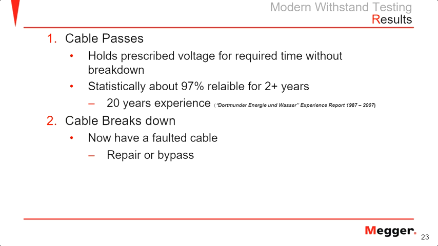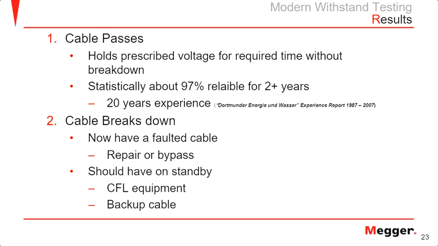And if a cable breaks down, obviously now you have a faulted cable. So either you need to repair it or bypass it. So it's always wise to have CFL or cable fault location equipment on standby, or you need to have a backup plan in order to bypass that cable, or a backup cable to immediately repair and put it back into service. So that's one of the things that we recommend, that you should have something on standby, that if your VLF test fails, then you have some backup plan to put it back into service.